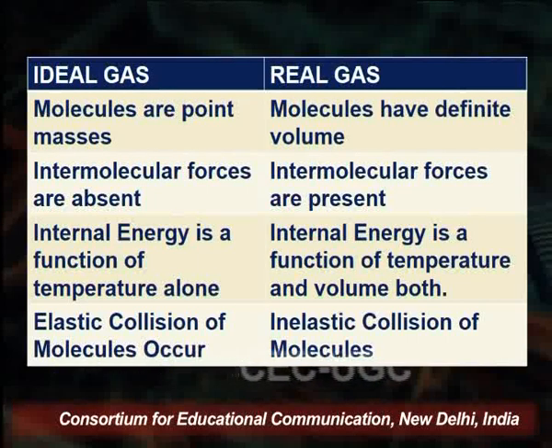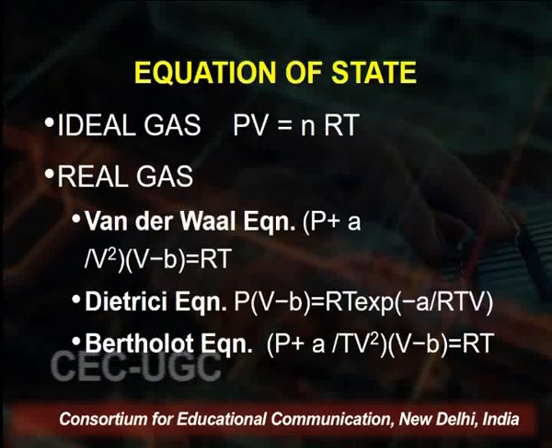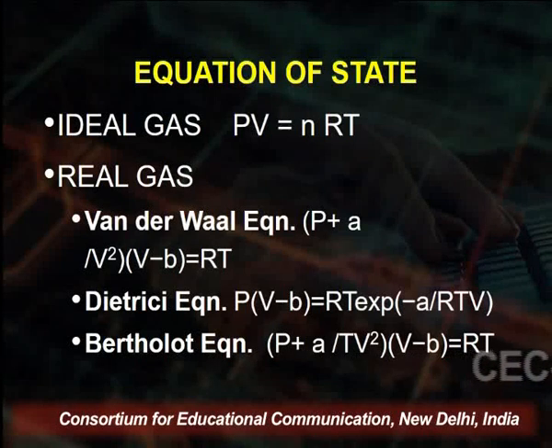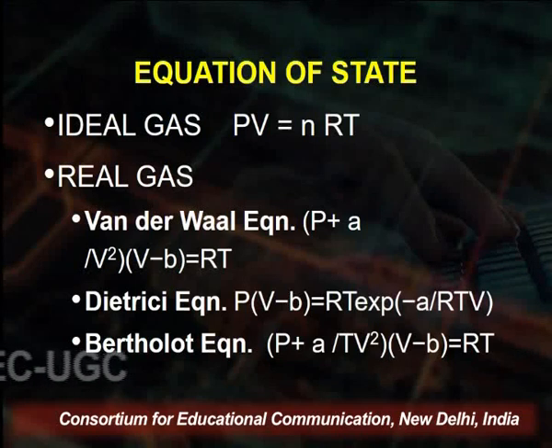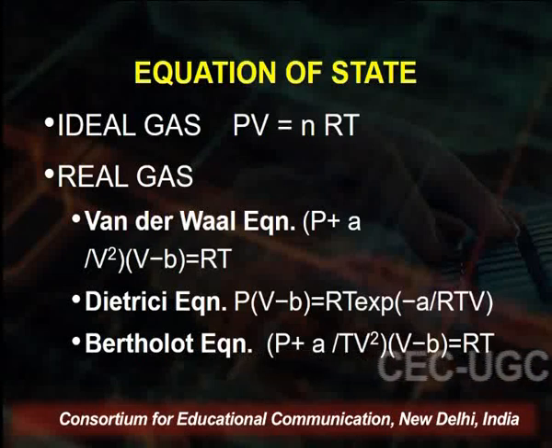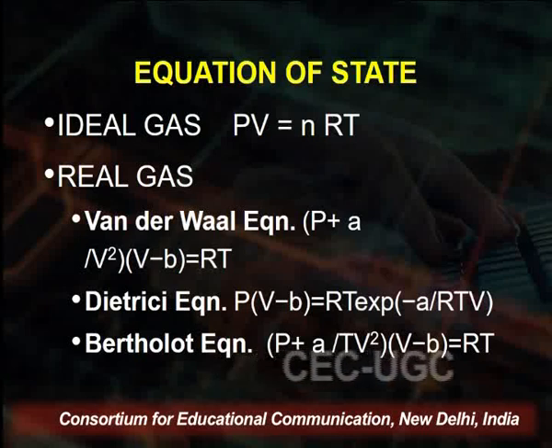Ideal gases follow the kinetic theory and elastic collisions between molecules of the ideal gas occur. Real gases do not follow the kinetic theory and inelastic collisions of the molecules occur. The equation of state for an ideal gas is PV equal to nRT. There can be different real gases depending upon the equation of state we are considering. We can have the van der Waals equation, the Dieterici equation, the Berthelot equation. These three equations are named after the scientists who empirically derived them.